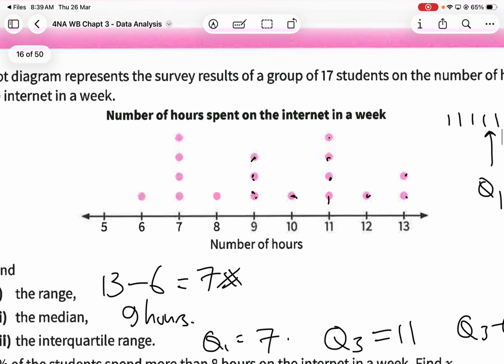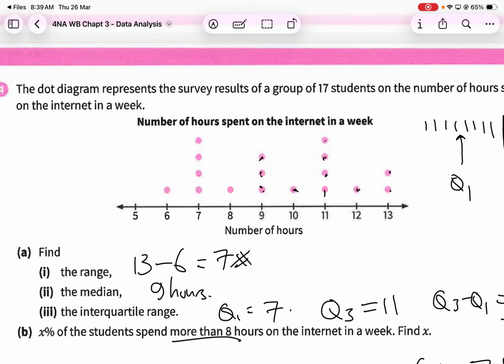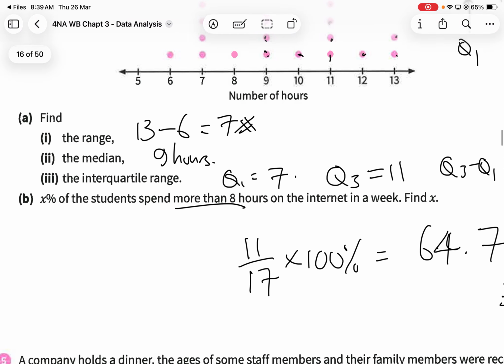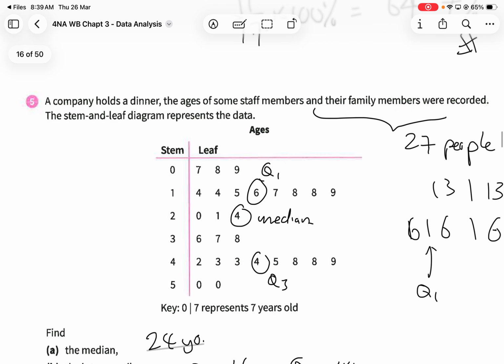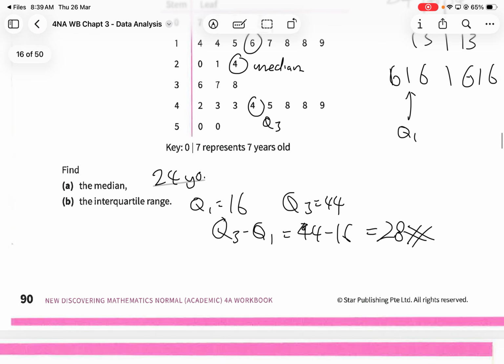So, this one, dot diagram, you can also find the range, median, interquartile, all this. So, when we talk about a set of data that is given to us, we are concerned about the range, median, quartiles. Stem and leaf also has these.